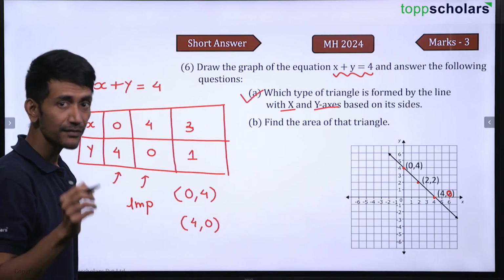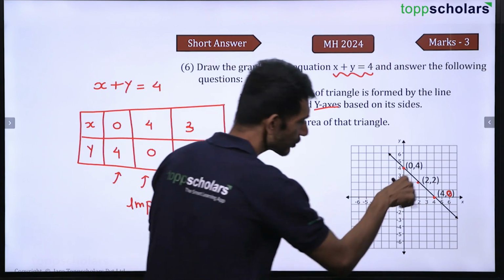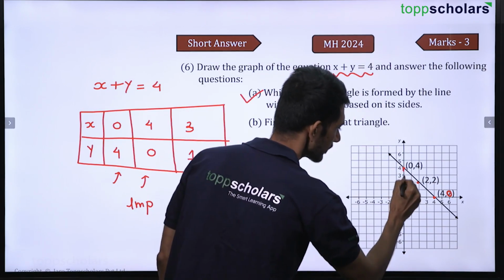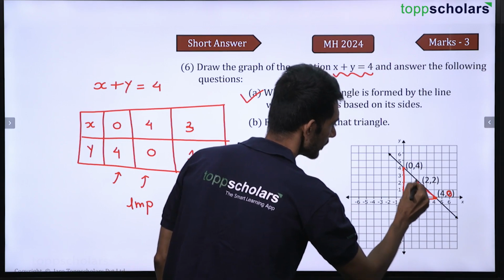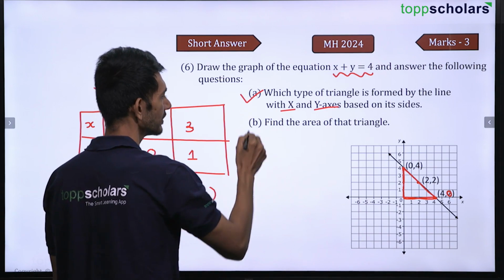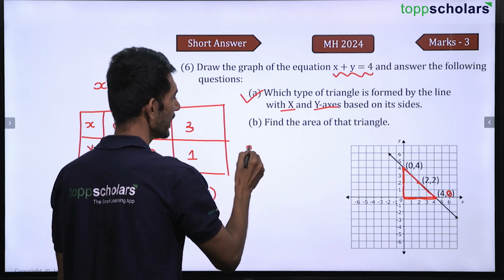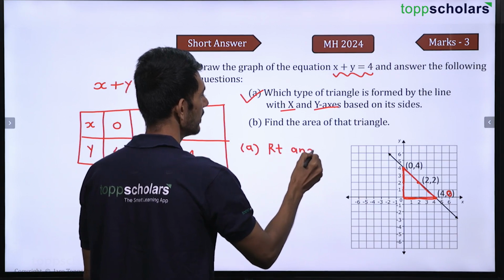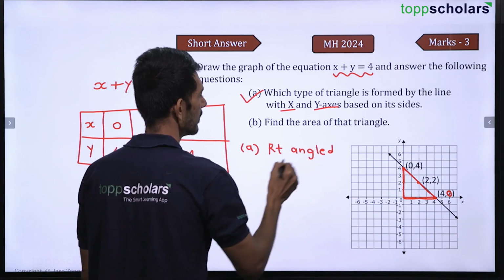So the question says, which type of triangle is formed? So here, can we say, we get a right angle triangle? See here, this is a right angle triangle. So the answer to the first question, answer to A is what? Right angled triangle.